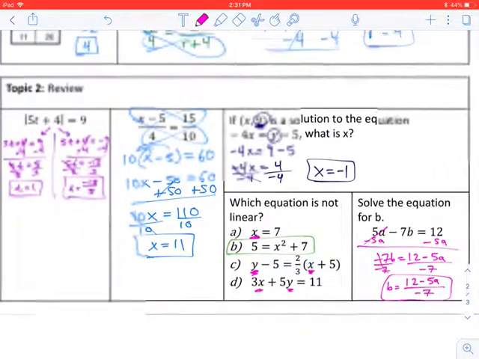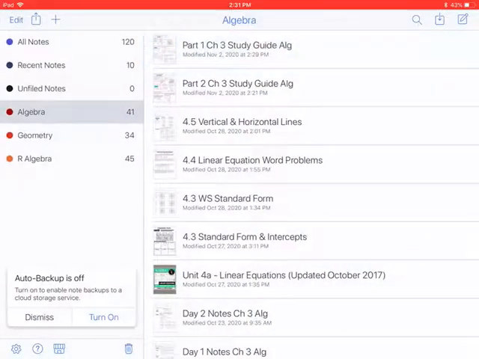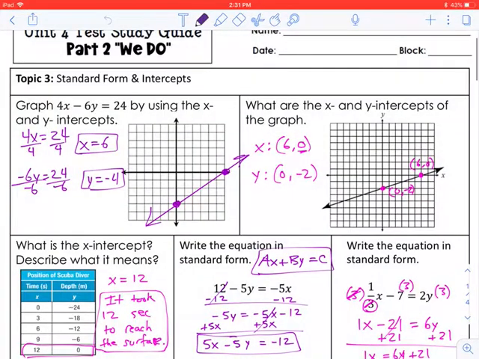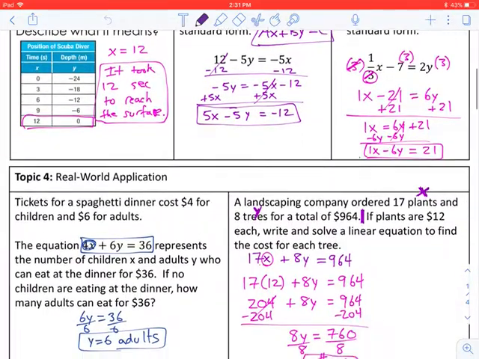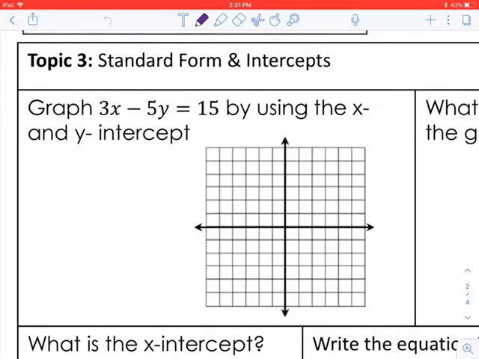Okay? So on to the second page, part 2 of the you do. So here's the we do we talked about in class. You do. We have our first one, standard form, and intercepts. So with intercepts, remember, to find the intercepts, you just use the cover-up method. So cover up the y to find the x, cover up the x to find the y.